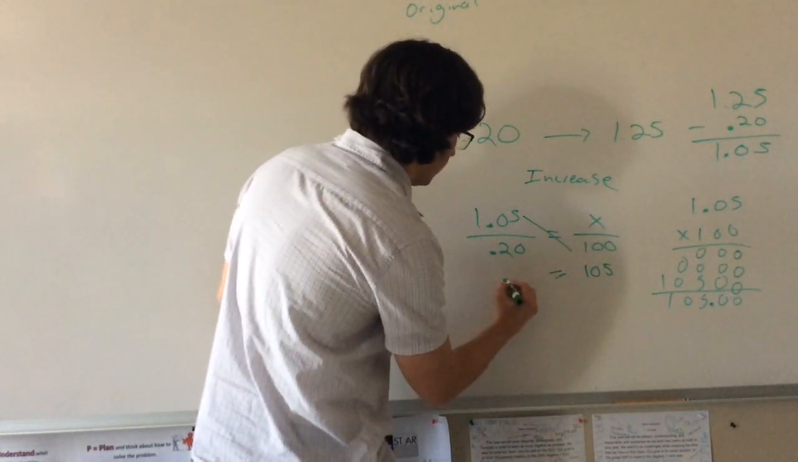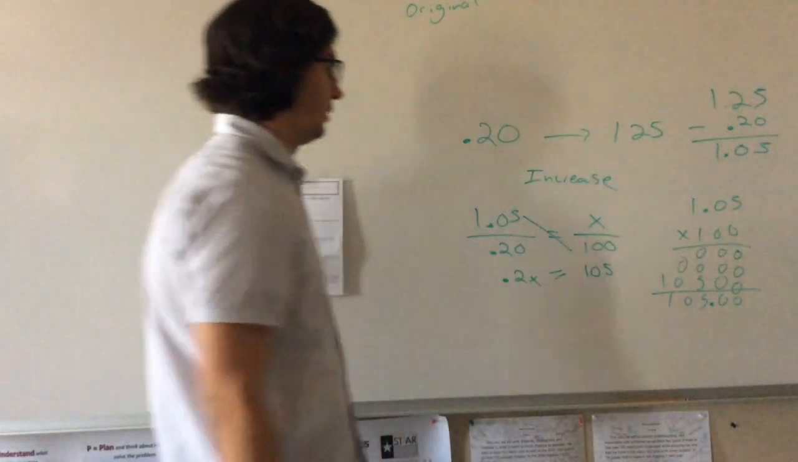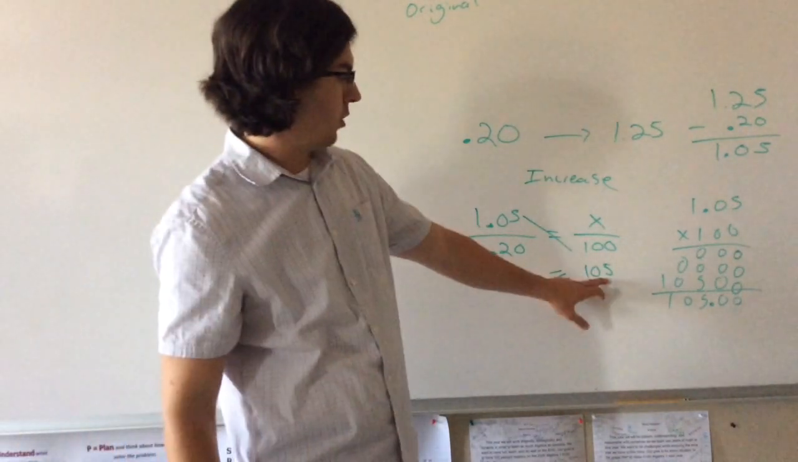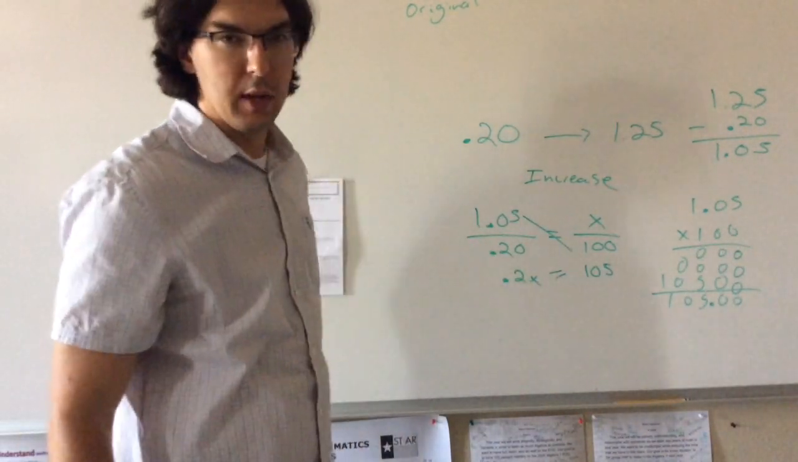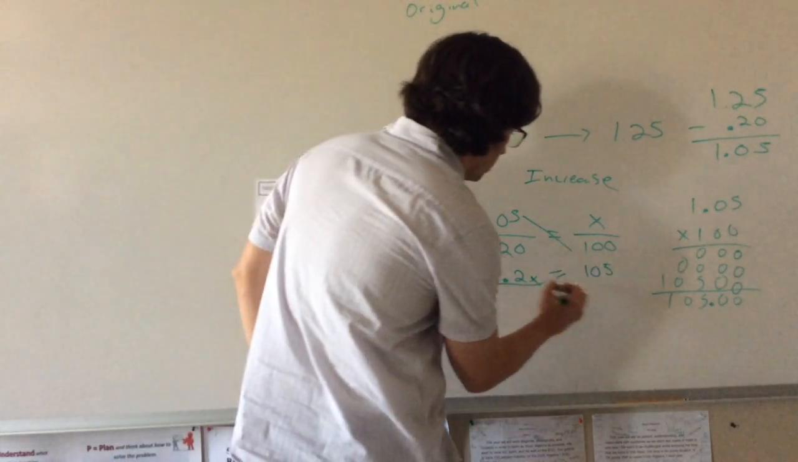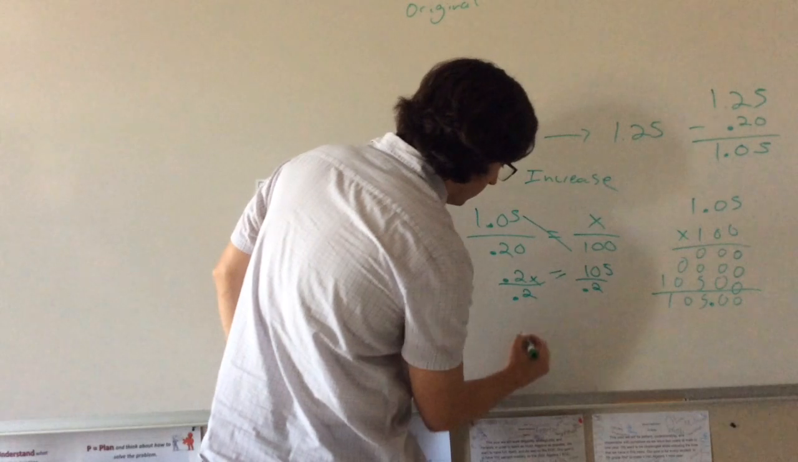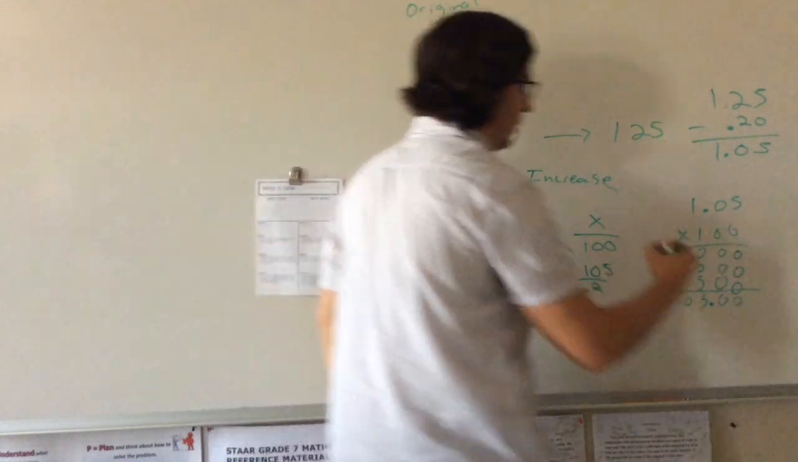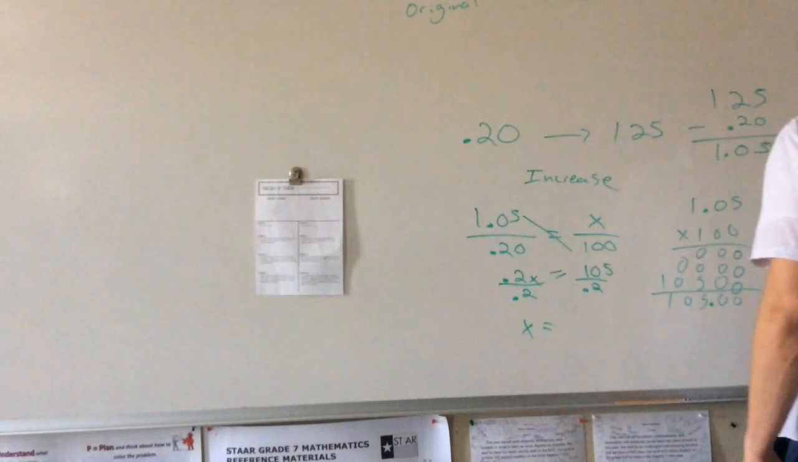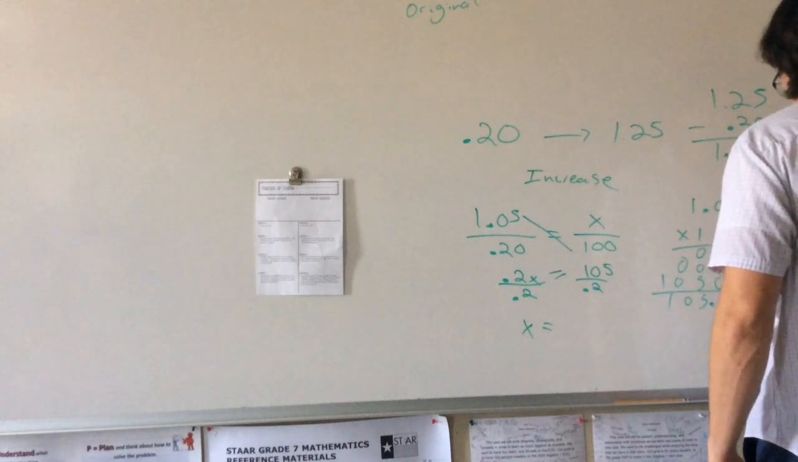And then I'm going to have 0.2x. Now from here, we're going to have to divide 105 by my 0.2, or my coefficient. So just to show how that looks, it's going to be divided by 0.2, divided by 0.2. So x is equal to 105 divided by 0.2.